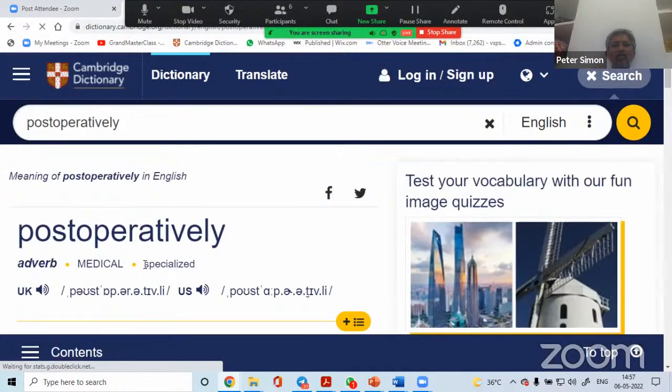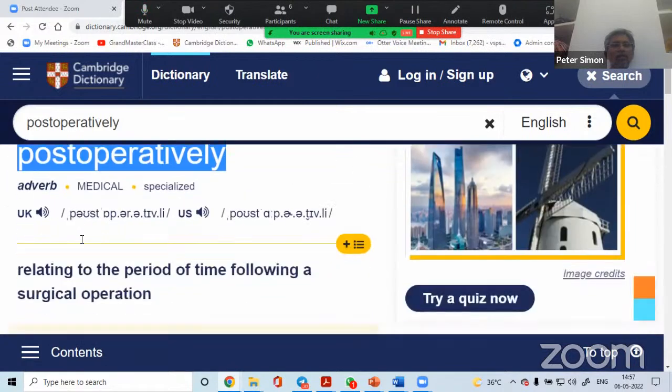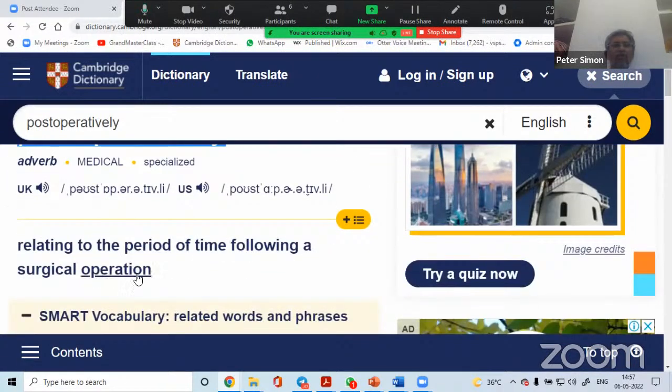This is medical and this is specialized. You are not greater than Cambridge Dictionary. I am not greater than Cambridge Dictionary. Cambridge Dictionary is the ultimate. Thousands of professors, thousands of specialists, linguists have made this Cambridge Dictionary. It's not one man alone. So remember that. Cambridge Dictionary says post-operatively is one word: relating to the period of time following a surgical operation. So you write like that.